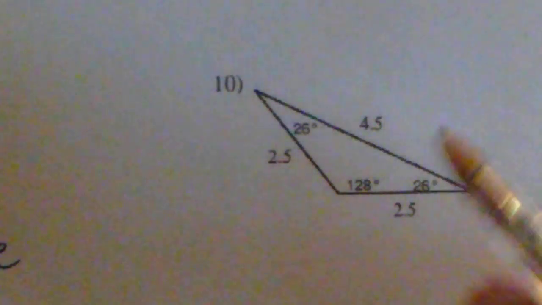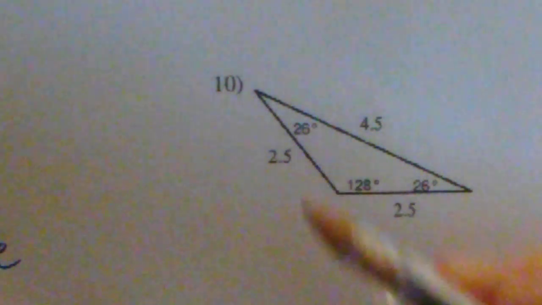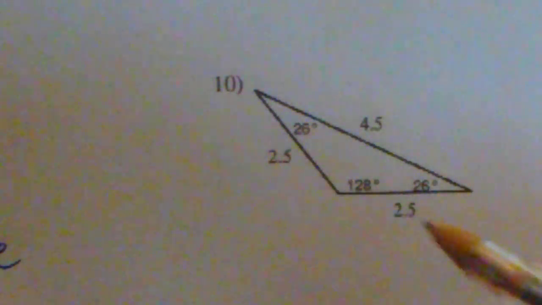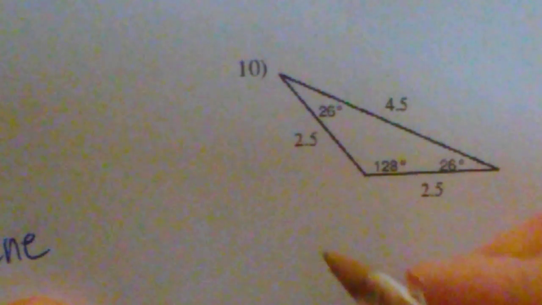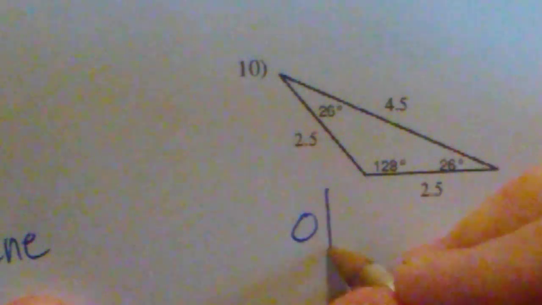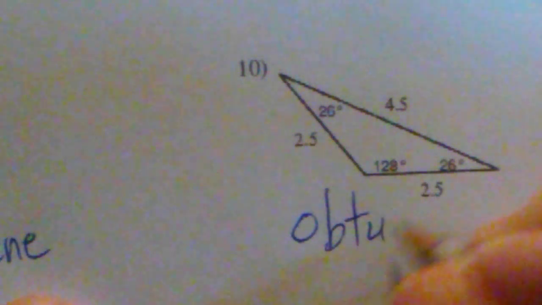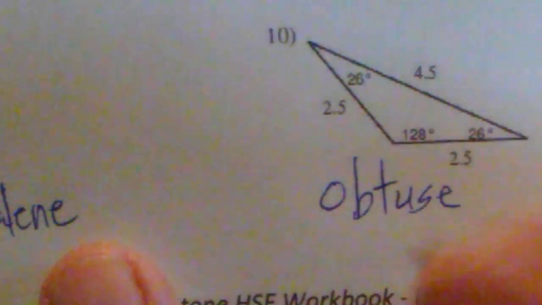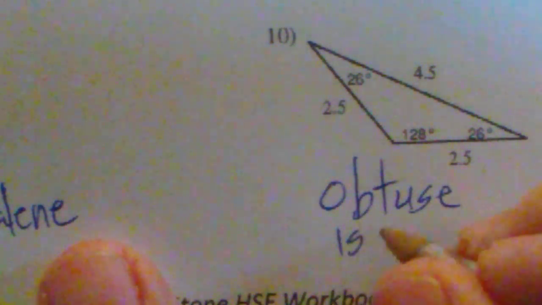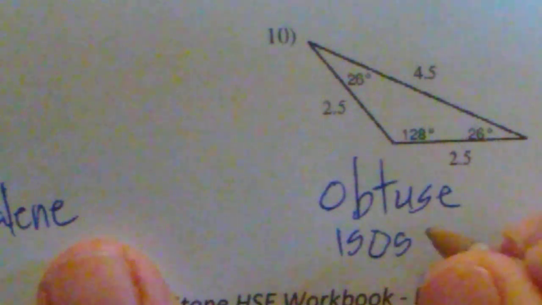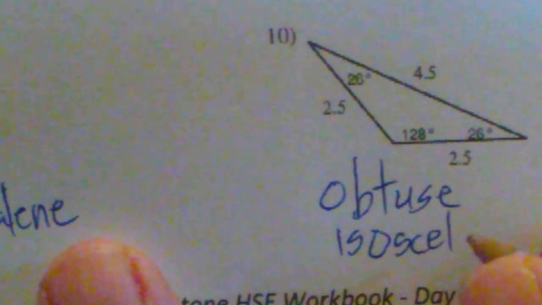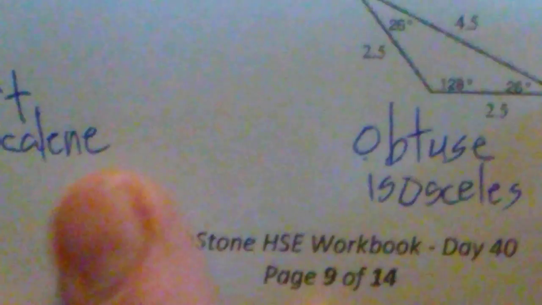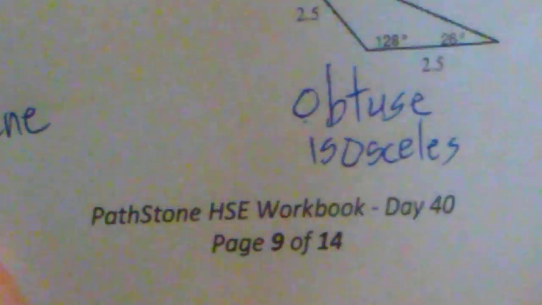And this one's obtuse because it's got a really big angle. And these two are the same, 2.5. So it's obtuse. We're putting the angle on the top down. So we'll put obtuse isosceles. Obtuse isosceles. And that's it for page 9 of 14.